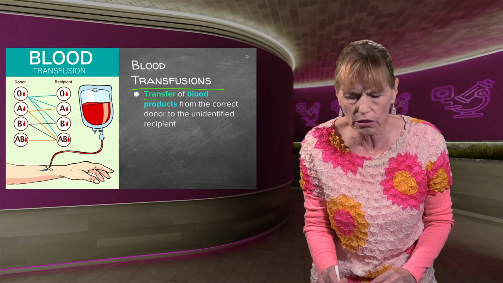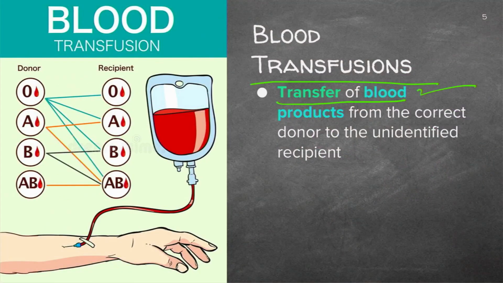So it is the transfer of blood products from the correct donor to the correct recipient. 3 marks, all right? It is transfer of blood products from a correct donor to a correct recipient. Could be 3 marks. Okay.